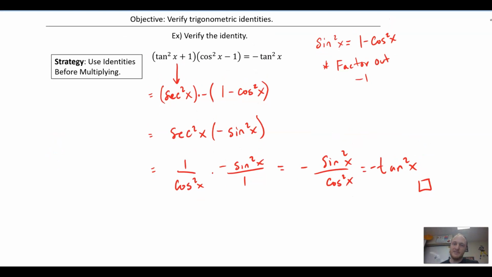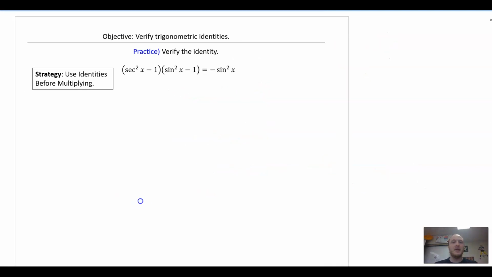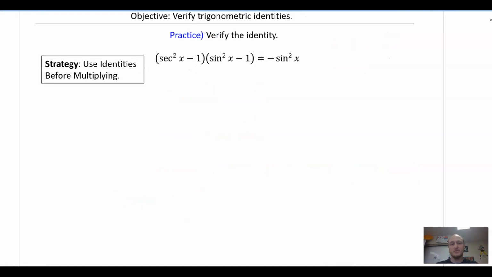There it is. So yeah, this one was pretty tricky. All right, here is a practice problem. Go ahead and try this one.